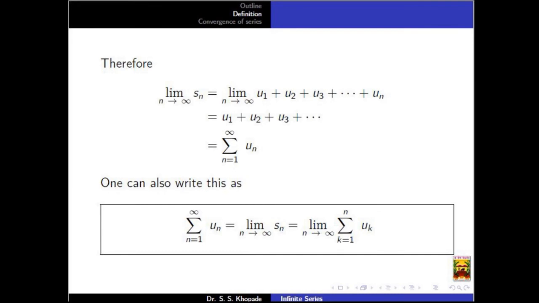In short, we can write it as the limit as n tends to infinity of the finite summation uk, k from 1 to n, which is the symbol for u1 plus u2 plus up to un. Thus we get a way to obtain an infinite series or the sum of the series.